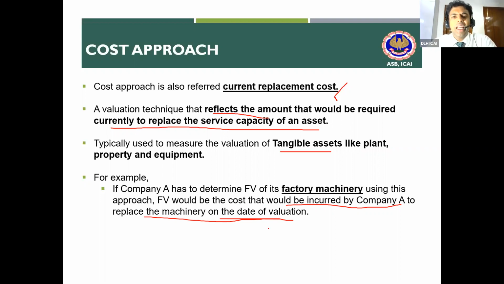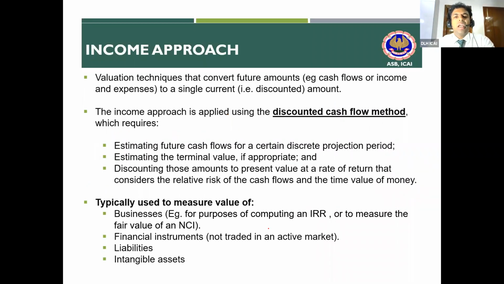So this is the second technique of Ind AS 113. The third approach is the income approach. What is the income approach? We all know it is nothing but a discounted cash flow technique, where the valuer has to consider various assumptions: what the future cash flows of the company are, what the discount rate is, what the terminal value is, and what present value factors need to be considered in order to compute the discounted cash flow, or the fair valuation. That is what the income approach is.